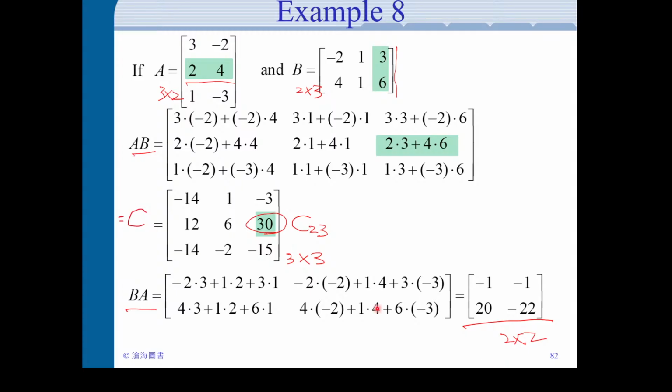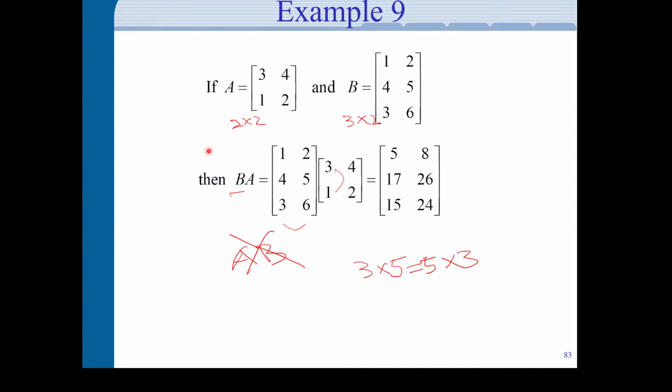So you see that in general, AB and BA are different matrices, and sometimes BA might not even exist when AB exists. And here is an example where BA exists and AB doesn't exist. We have a matrix B and a matrix A. We can calculate the matrix BA, being this 3 by 2 matrix. But if you try to write matrix AB, you see that the dimensions don't fit, because the second dimension of matrix A is 2, and the first dimension of matrix B is 3, and 2 doesn't equal 3, so matrix AB doesn't exist.